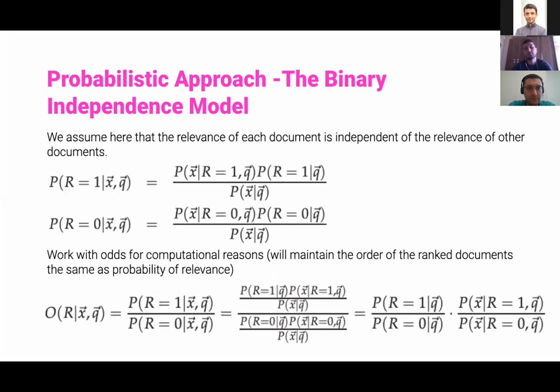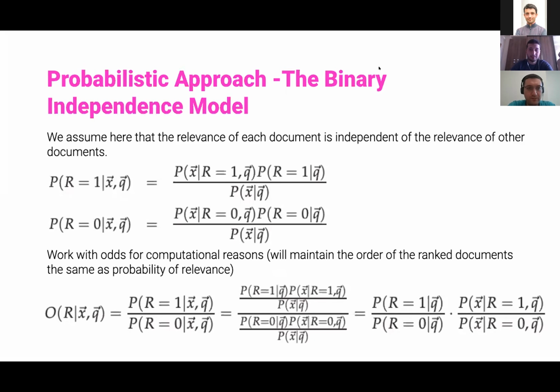So another approach that is more probabilistic is called the binary independence model. It's also classic, and a lot of things are built on top of it. The idea here is that we want to estimate the probability of relevance given the query and the document. But in order to make this calculation tractable, there are some simplifying assumptions.